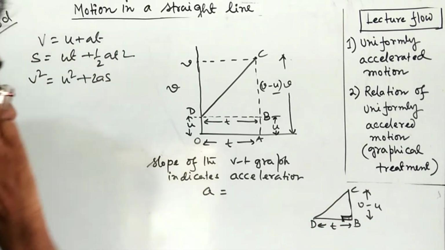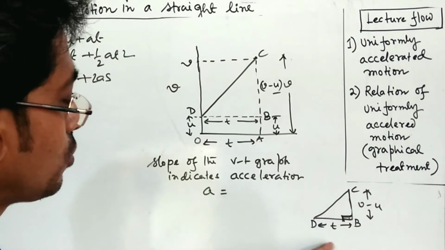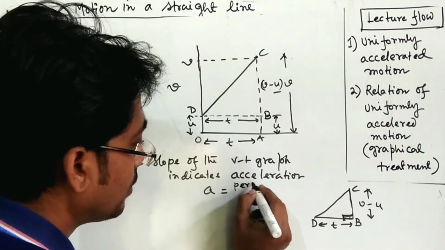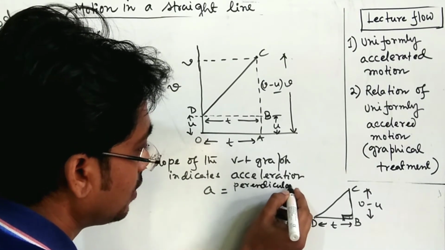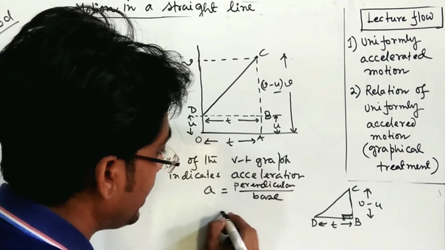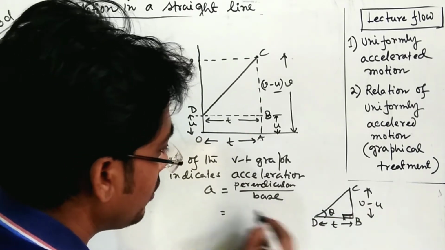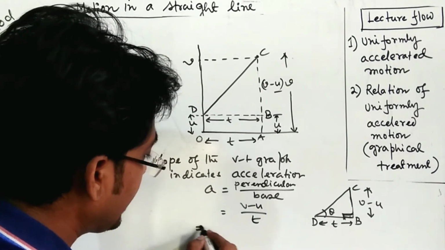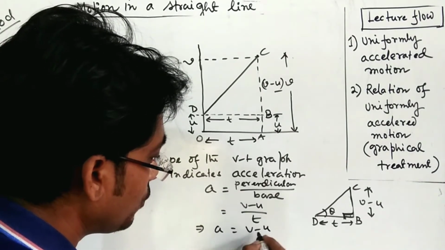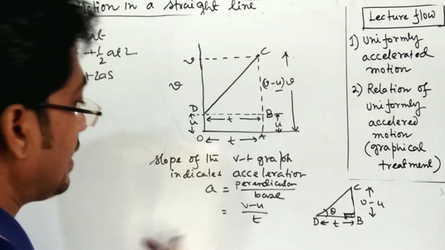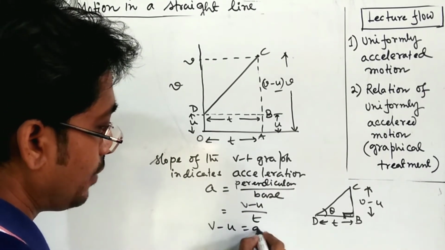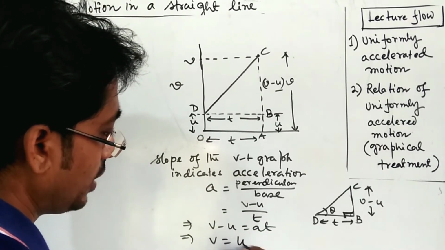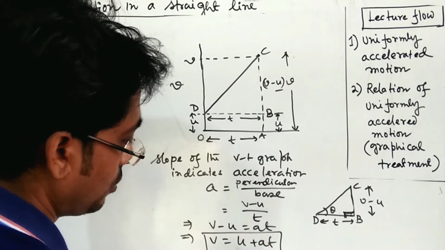So from this triangle, if we want to find the slope, then the formula is slope is equal to tan theta. So tan theta is equal to perpendicular by base. Here the perpendicular is BC, that is v minus u, and the base is t. So we can write a is equal to v minus u by t, so v minus u is equal to at, that is v is equal to u plus at. So we have proved it.